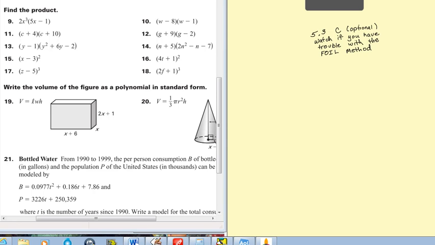This is 5.3c. It's an optional video. You need to watch this one if you have trouble multiplying polynomials or if you've ever had trouble with the FOIL method.